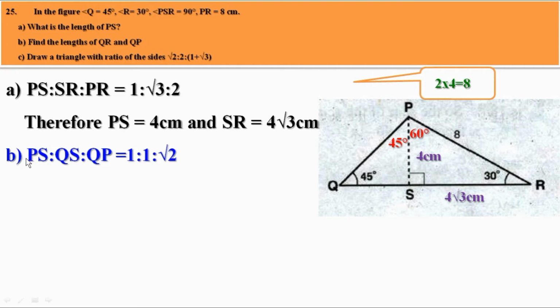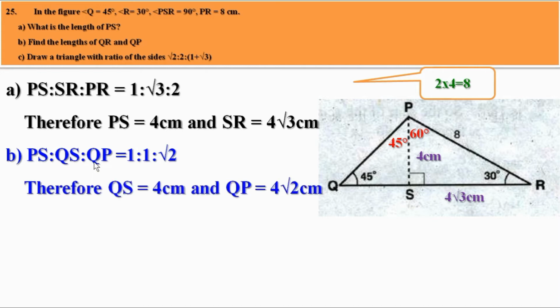Here PS is 4 centimeters, that is 1 into 4 is 4. So to get QS and QP, we have to multiply these numbers by 4. That is QS is 4 centimeters and QP is 4 root 2 centimeters. Now we have to find QR.